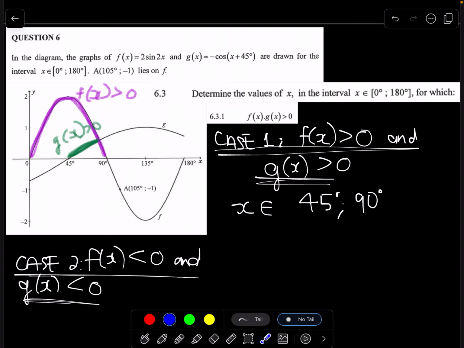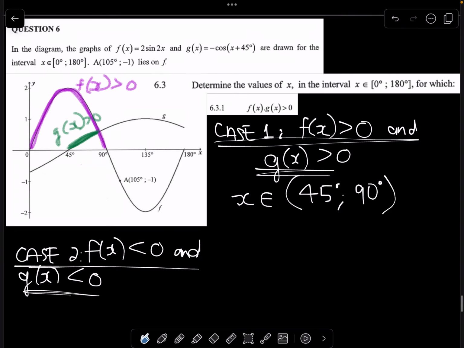Okay, and then now the question of whether to include or not. Do we include the 45? Well, when x is equal to 45, f does give me a positive value, but g is equal to 0 exactly. So the product of the two would be 0, and we do not want the product to be equal to 0. We want it to be strictly greater than 0. So we are not including 45. And for a similar reason, we're not going to include 90, because as much as g of 90 is some positive number, f of 90 is 0, so the product will be 0. So we exclude both boundaries.